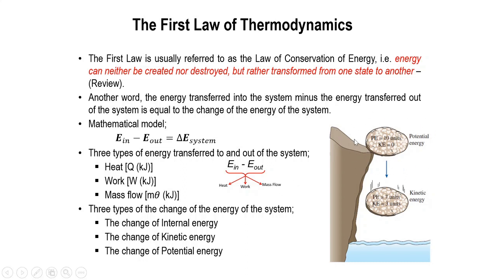If we have a rock hanging from a cliff, and the rock has not fallen yet, we call it potential energy. If the rock has fallen, we call it the kinetic energy developed by the rock.